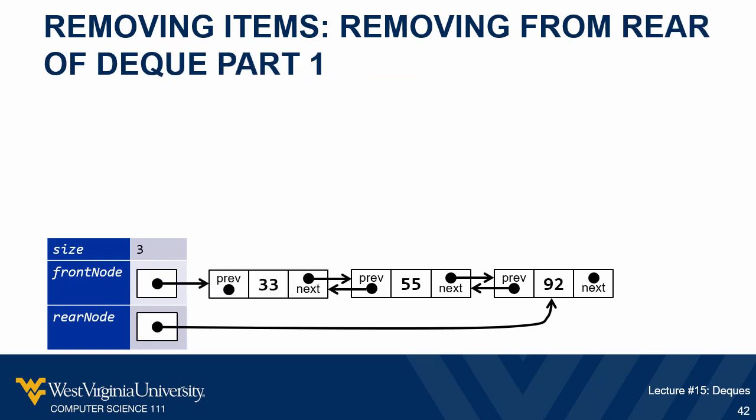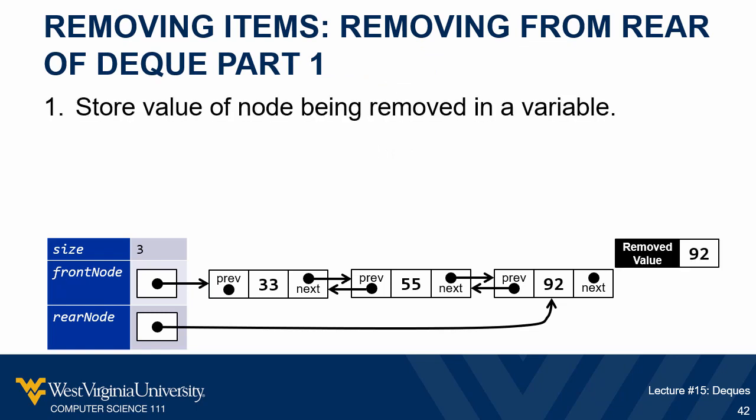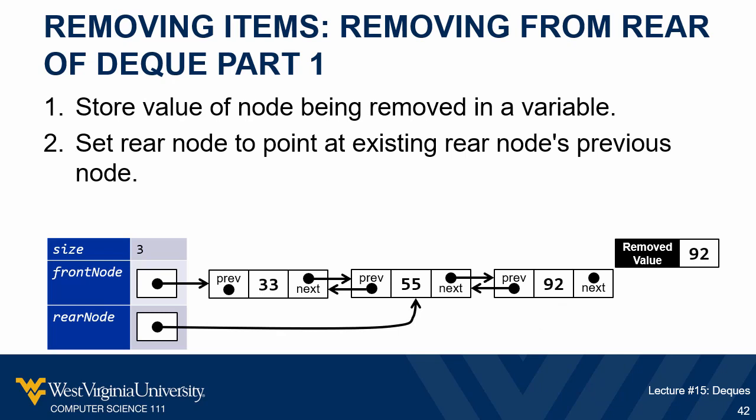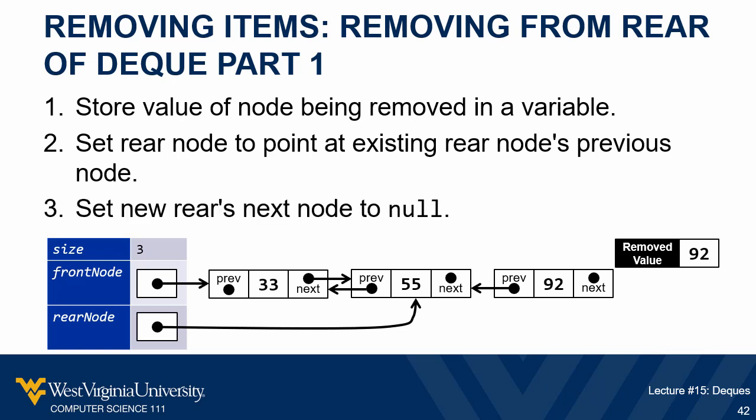Things are pretty similar when we go to remove from the rear of the deck. Again, we're going to store the value from the node that we're removing in a temporary variable. Here, we'll update the rear node field so that it points at the node that came before the existing rear node. So instead of the rear node being 92, it's going to become 55. Then we update our new rear node's next field so that it's null. That's going to make it so that we have no way of getting to the node that we're removing. We're cutting it off from the chain.